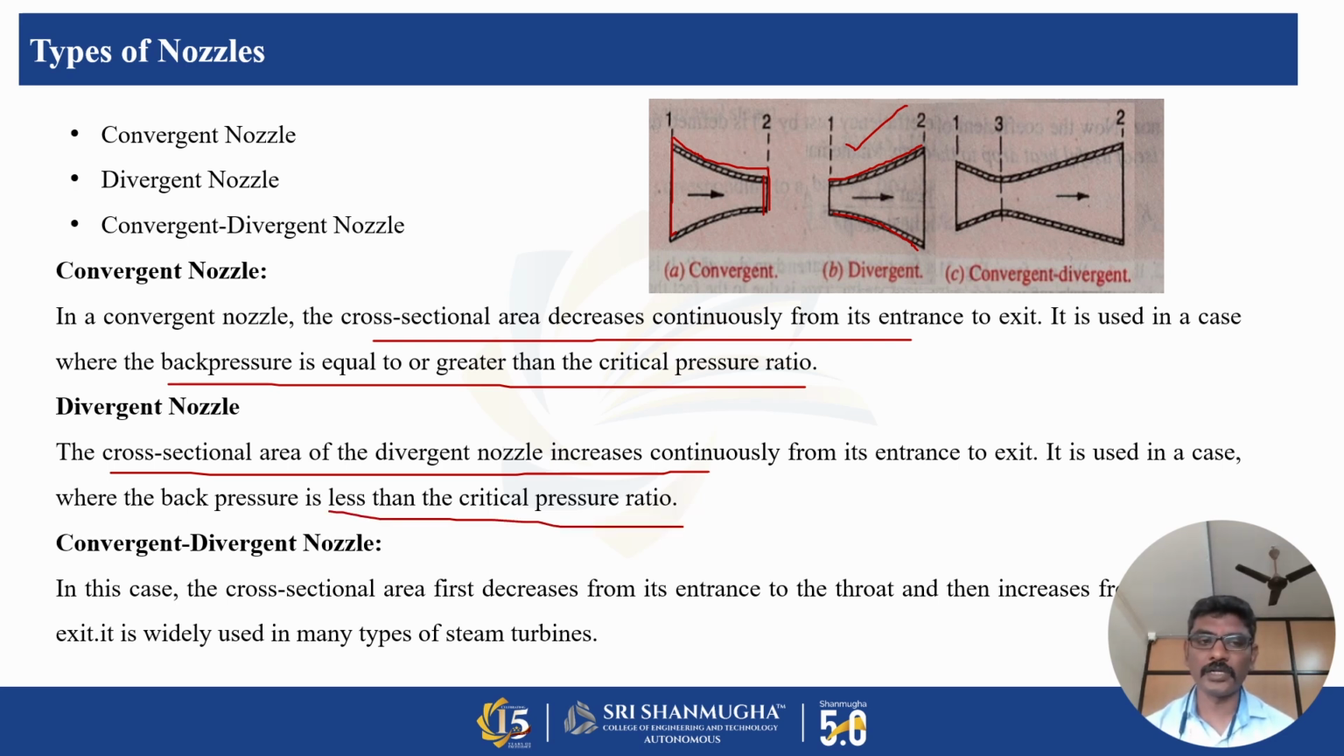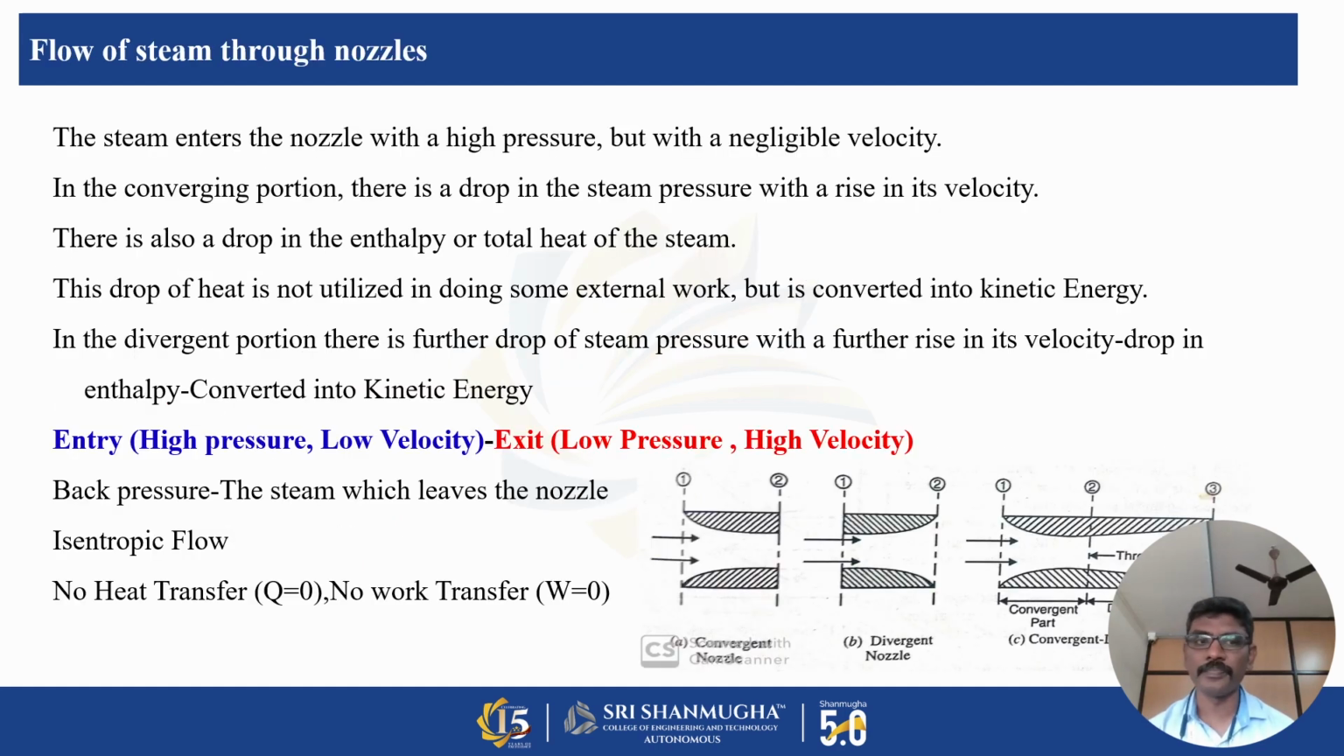Convergent-divergent nozzle. In this case, the cross-section area first decreases from its entrance to the throat and then increases from the throat to exit. It is widely used in many applications of steam turbines. The first half portion will be the convergent nozzle and the second half will be the divergent portion. This is the convergent and divergent nozzle.